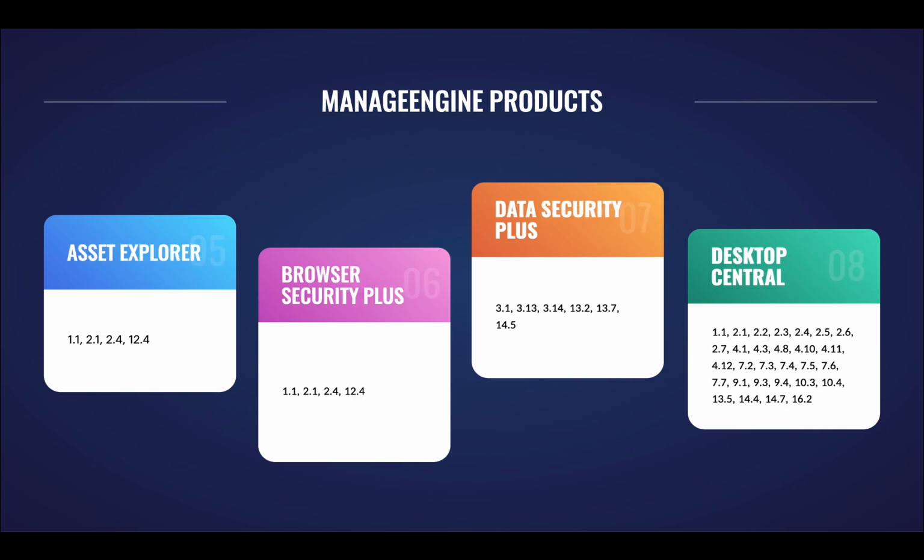Asset Explorer in Controls 1.1, 2.1, 4, and 12.4. This software helps you monitor and manage assets in your network from the planning phase to the disposal phase. You have a purchase order module, so when you purchase a product, it gets added to your inventory software, and when it is live in the network, it gets assigned to a user.